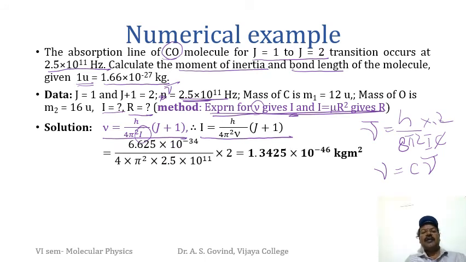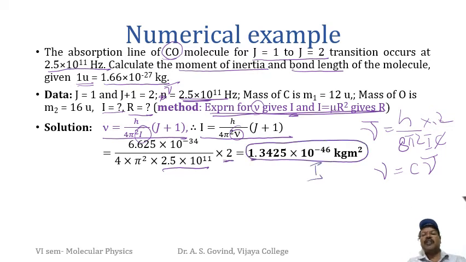So you are getting h is 6.625 × 10^-34, 4 pi square, frequency value is given, and J plus 1 is 2. And simplifying all that, you are getting this as the first answer. So this is the answer for moment of inertia.